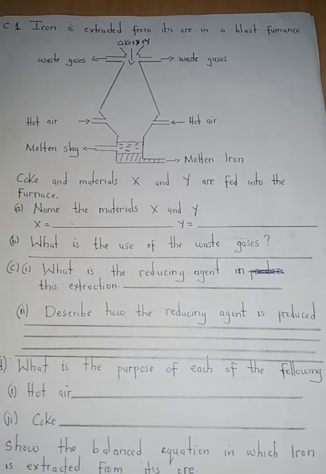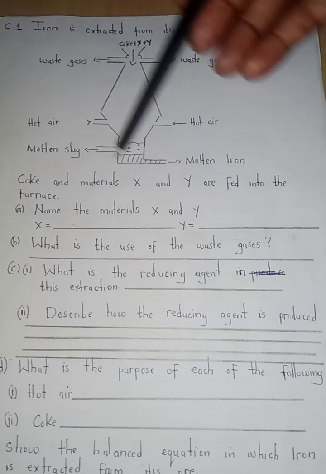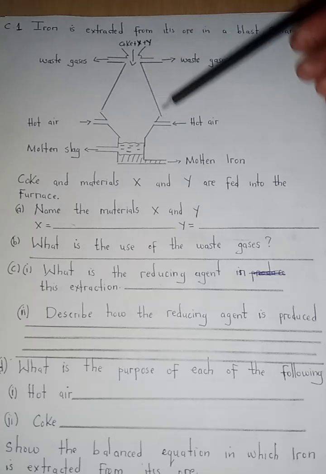The question is coming from Science Paper 2, 2019, Grade 12, question C1, that is section C, question 1. Iron is extracted from its ore in a blast furnace. So we are dealing with extraction of metals, specifically iron. This diagram you are seeing is representing a blast furnace where extraction of iron occurs.